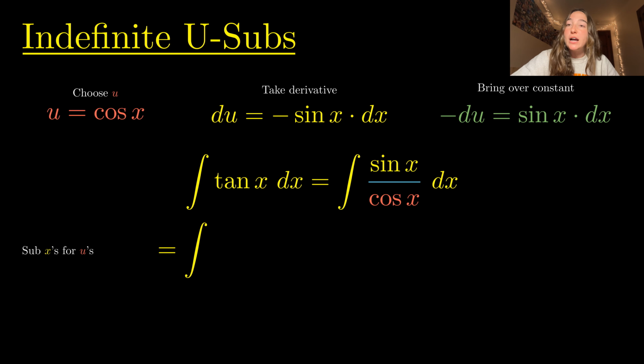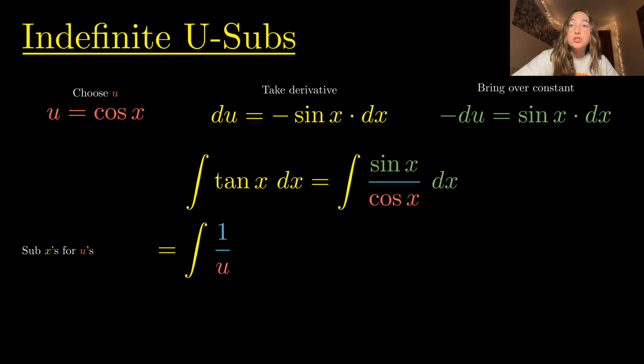We'll start with our fraction bar. And since we chose cosine for our u, and cosine is originally in the denominator for our integrand, u will go into the denominator of our new integrand. The rest of the x's that need to be replaced are sine x times dx. And unlike our wrong choice of u, sine x times dx is exactly equal to negative du.